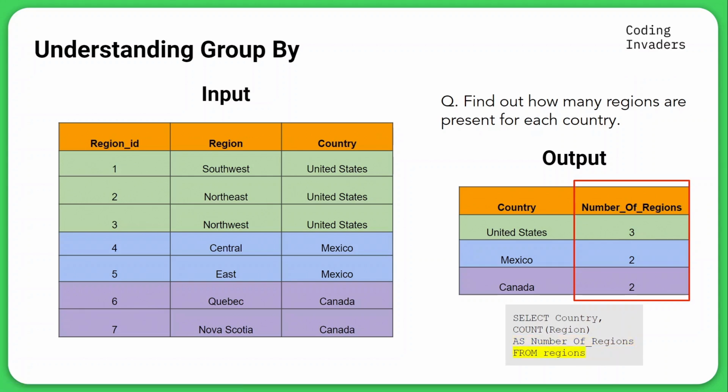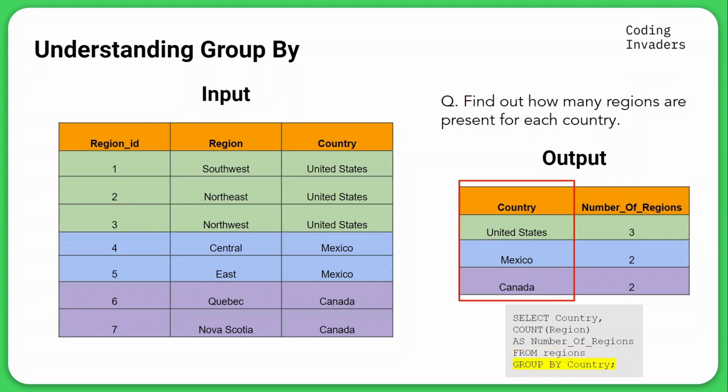Of course, we need to mention the table name from which we want to retrieve the data. In our example, the input table is known as the regions table. So we will add it with the from clause, and that's what you can see on screen. Select country, count region as number of regions from regions. That is the table name.